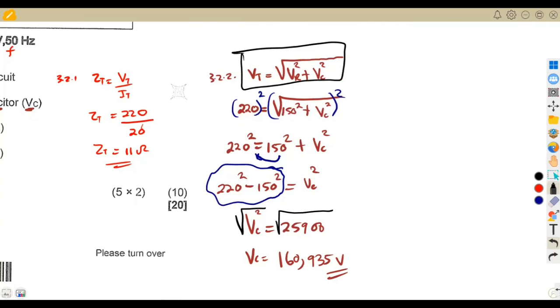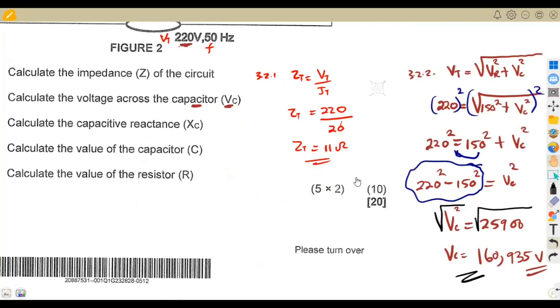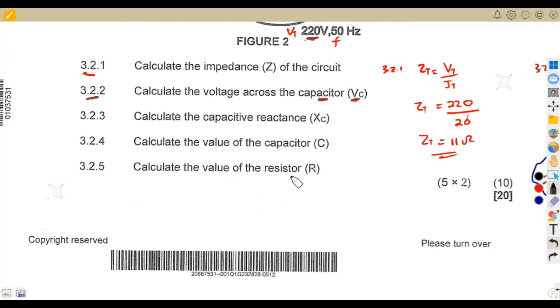VT is the phasor sum, not just to add the two. You have to apply the phasor sum formula, which is VR squared plus VC squared for VT. Then manipulate your formula to find VC. That was it. All right, let's check the other part now. They want us to calculate the capacitive reactance XC.